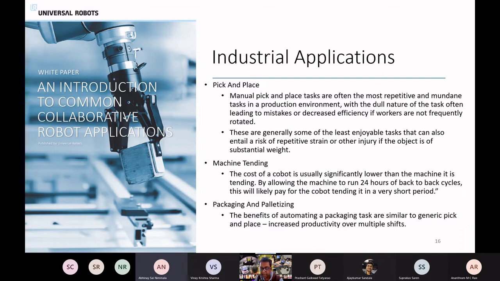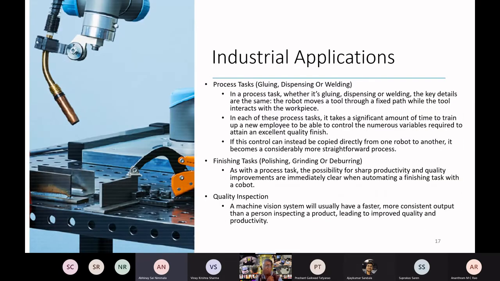Packaging and palletizing is another such operation. Automatic packaging tasks are similar to generic pick and place, and increase productivity over multiple shifts. A few more examples are process tasks like gluing, dispensing, or welding. So this is a particular example of a robot-based welding torch.